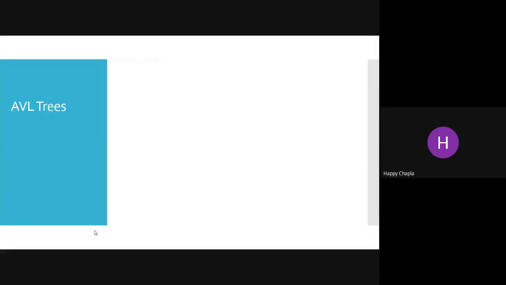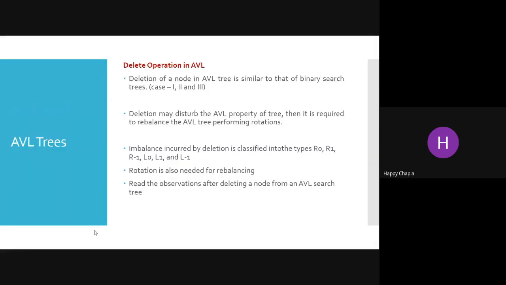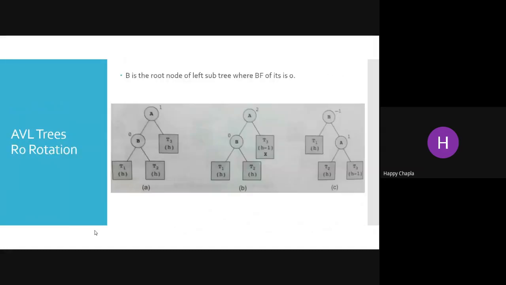Now, in the last session, we had discussed the AVL tree example for the insertion purpose. Now we are going to discuss the deletion operation of an AVL tree. First of all, we must find out every node's balance factor. And what is the balance factor? The height of the left subtree minus the height of the right subtree is the balance factor of a particular node, either a root node, an intermediate node, or a leaf node.